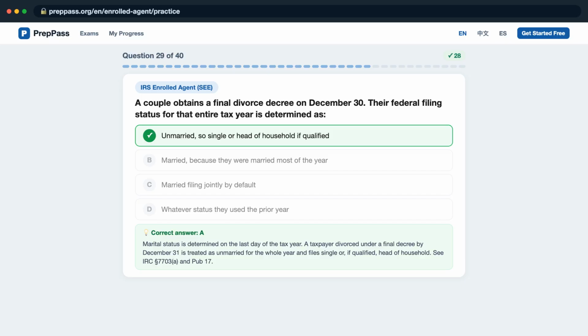The correct answer is A, marital status is determined on the last day of the tax year. A taxpayer divorced under a final decree by December 31st is treated as unmarried for the whole year and files single or, if qualified, head of household. See IRC Section 7703(a) and PUB 17.